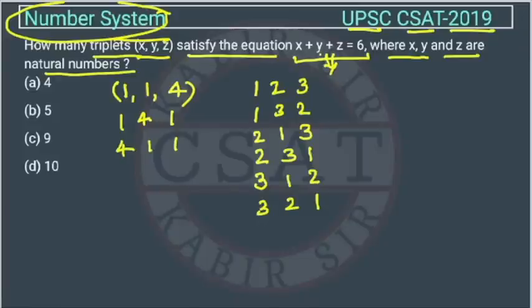Okay, now what could be the other possibility? The possibility is like suppose x is 2, y is also 2, z is also 2. So this is becoming 6, their addition, right? So this is also one possibility.